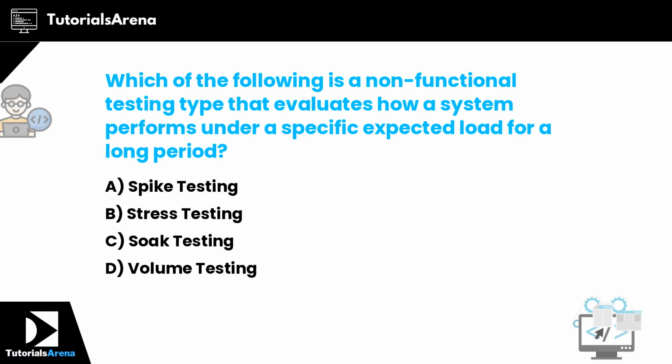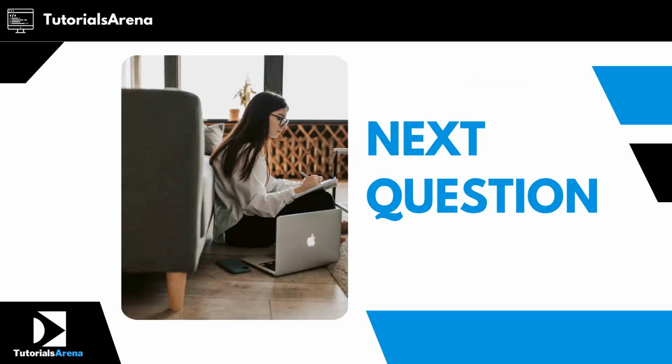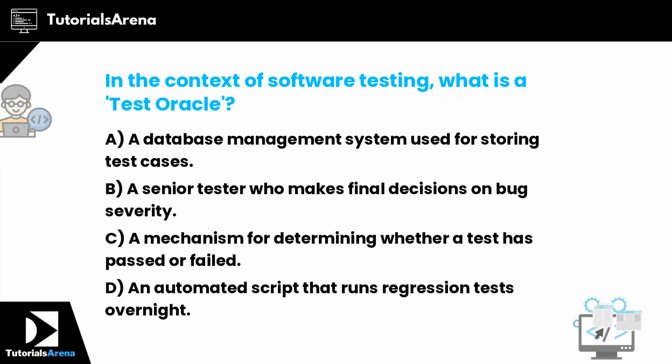Which of the following is a non-functional testing type that evaluates how a system performs under a specific expected load for a long period? The correct answer is option C, soak testing. In the context of software testing, what is a test oracle? The correct answer is option C. A mechanism for determining whether a test has passed or failed.